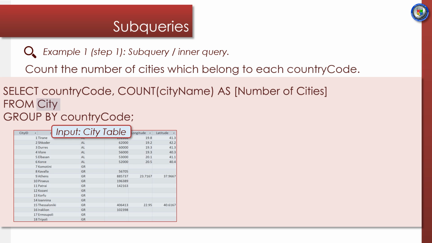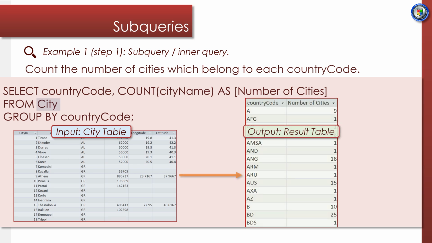Now the input for this query is the table city, as we can see here in the from clause. This will give us our result table, our output, which will display country codes and the number of corresponding cities per country code. This will be our subquery, our inner query. Now we have those results, we can then query this results table.